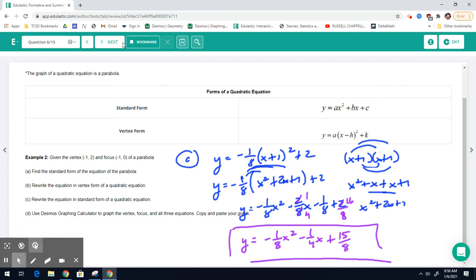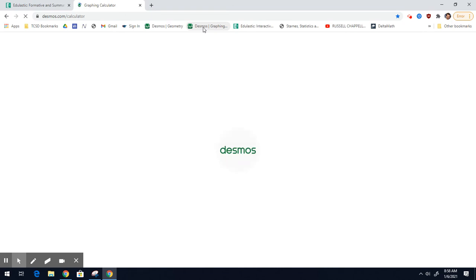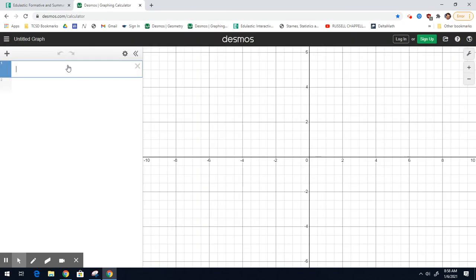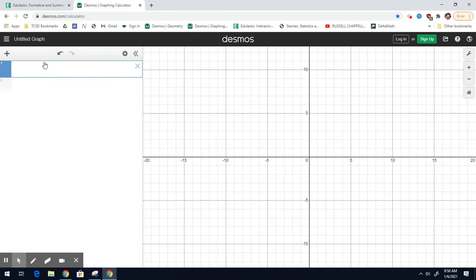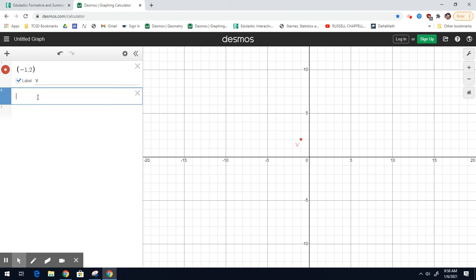Okay, so here we go. So let's go to Desmos Graphing Calculator. The first thing I want to do is graph the vertex. First thing I want to do is zoom out, right? Zoom out one to get 5 and 10. Okay, so (-1, 2). That's my vertex, B. And then we'll do (-1, 0). And that's my focus, F.